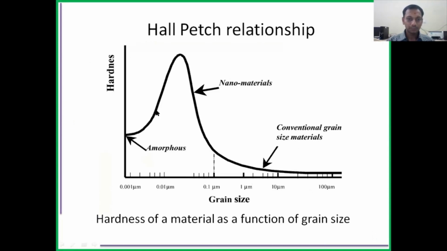So here from amorphous to nanomaterials and then conventional grain size material. But when we talk about nanomaterial, the hardness is increasing. It is maximum as a function of grain size. You can see here the grain size. So when this grain size is smaller, this is increasing. Ultimately, you are getting less hardness, a very low value of hardness.